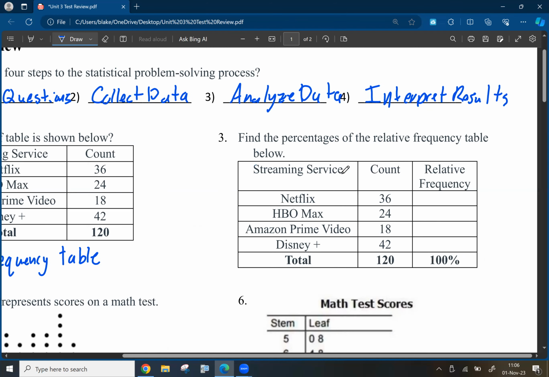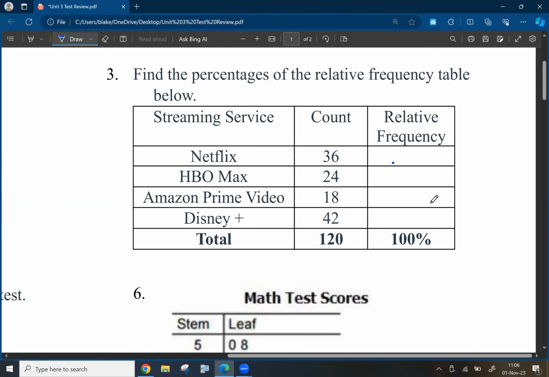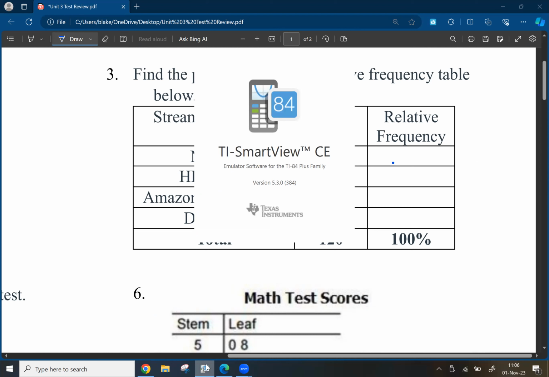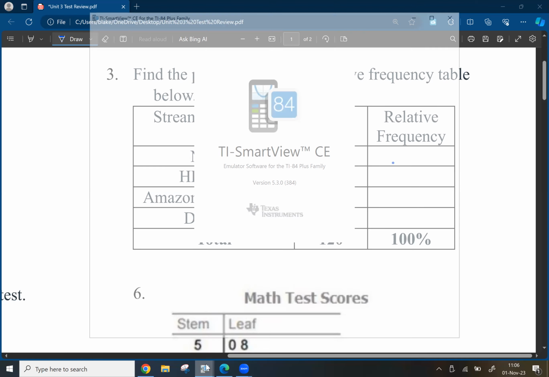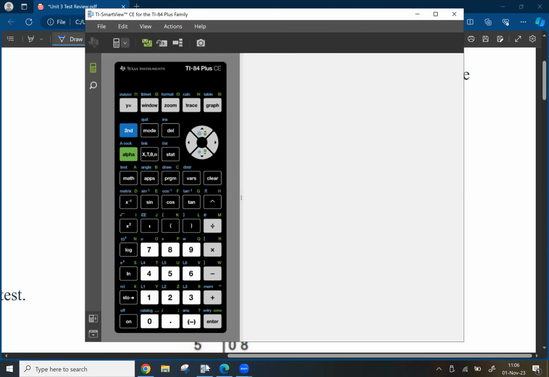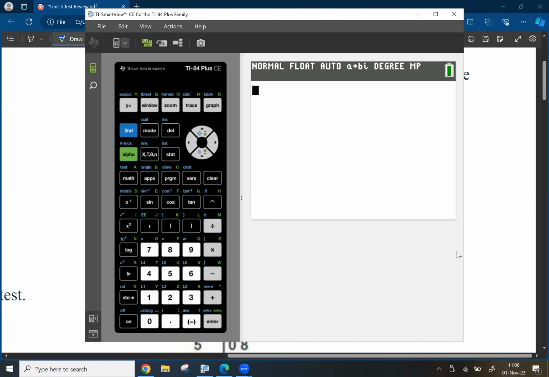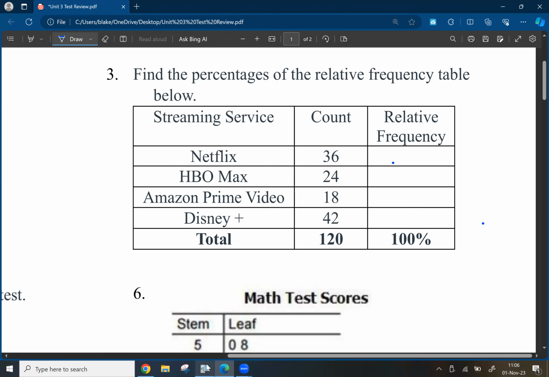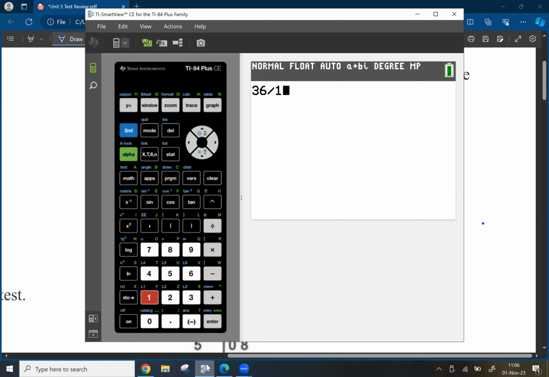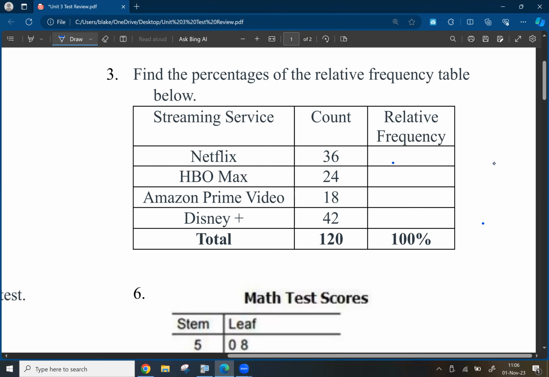Number 3, so this one is a relative frequency table, or at least it's kind of a combination of the two. But in this one, you actually need to calculate the relative frequencies. So to do that, I'll grab my calculator. I'm nervous about pulling this up because sometimes it causes things to freeze and not behave well. But hopefully it'll be okay. So 36 out of 120. We could just divide 36 by 120. So 36 out of 120 is 0.3, which is 30%.